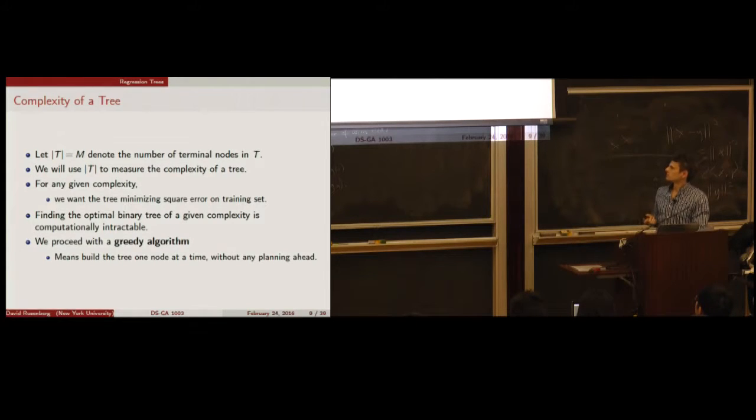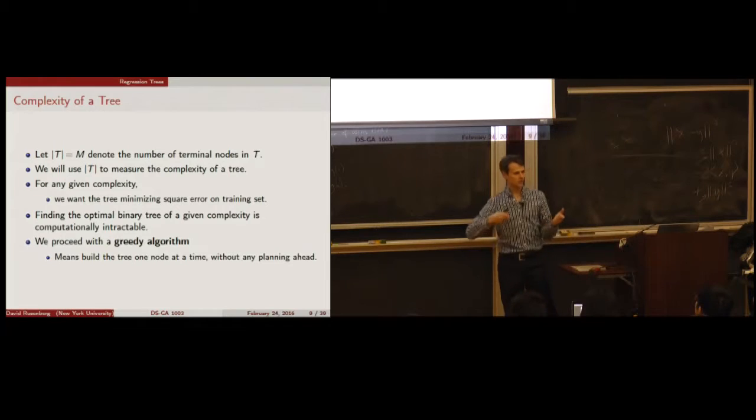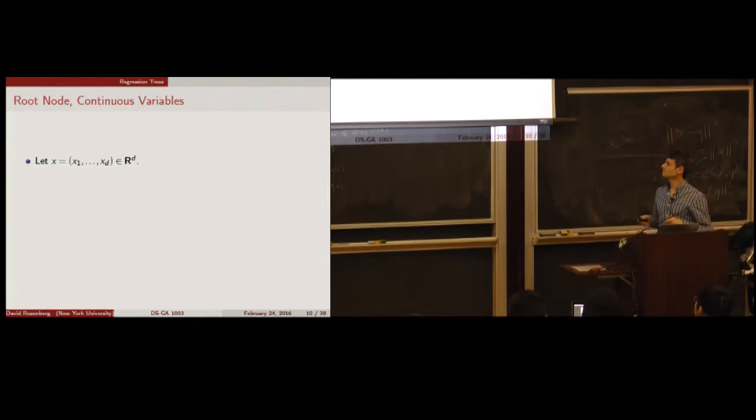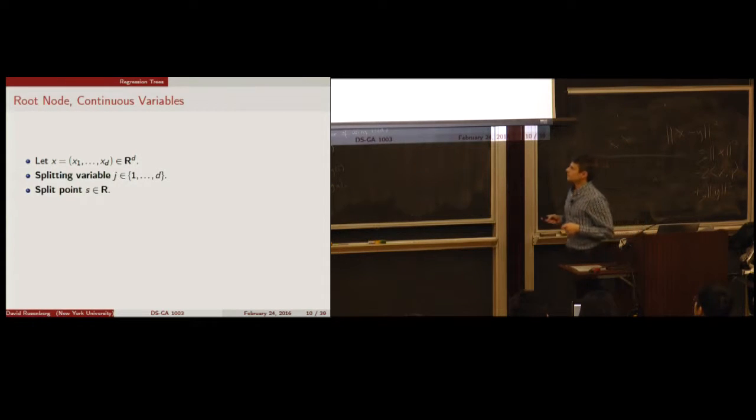All right. So we proceed with what's called a greedy algorithm, which is basically we're going to build this tree out one new node at a time, one decision at a time. And we're not going to do any looking ahead. That's what a greedy algorithm is. All right. So let's suppose our input space is d-dimensional.